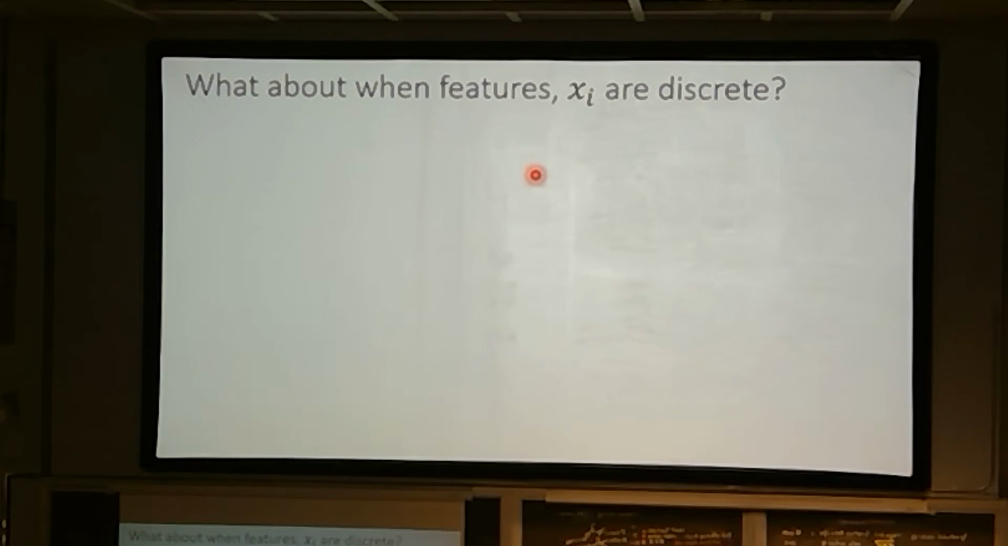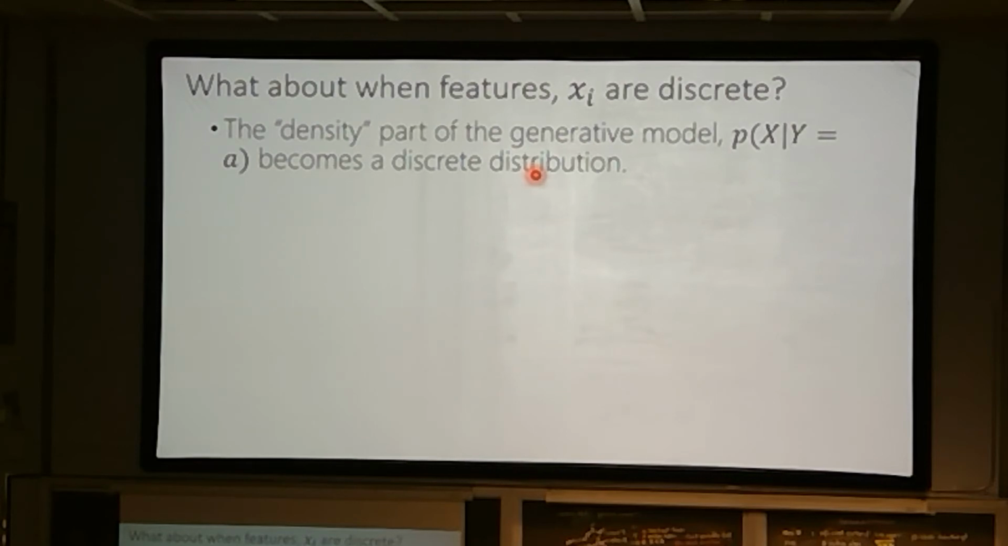Okay, so everything I talked about so far for these generative models was for Gaussian discriminant analysis, where they were real valued features, right? Because the x's were modeled by Gaussian densities. And so what happens if the x's are discrete? So who can think of an example where the x's are discrete?